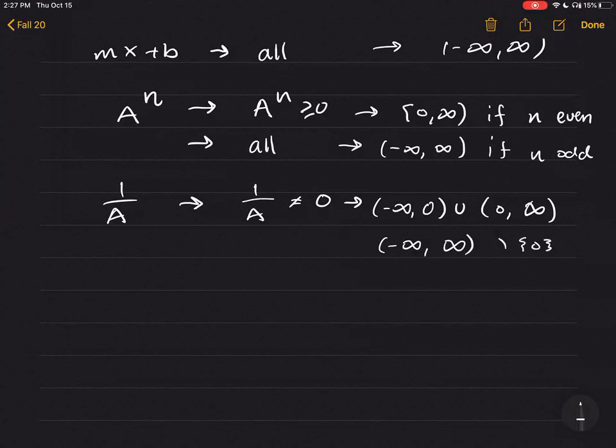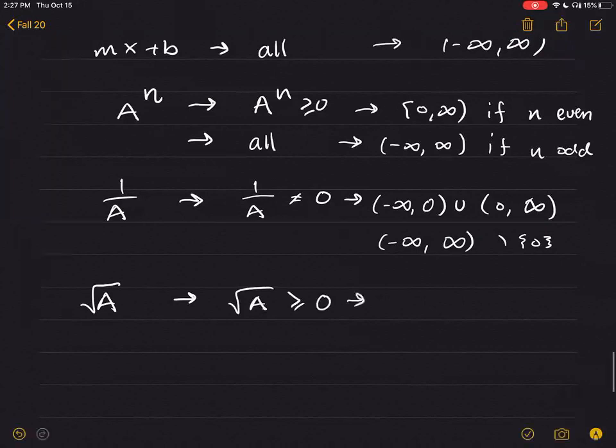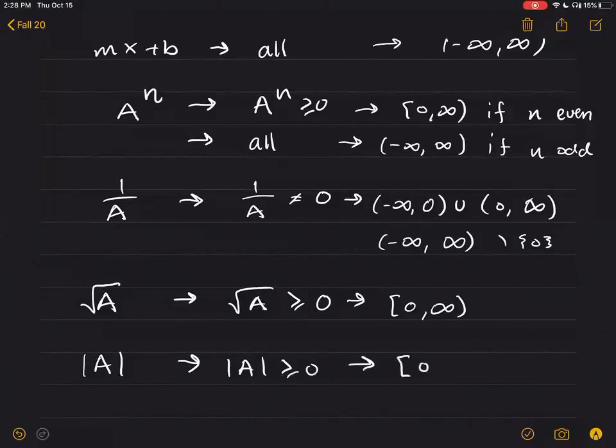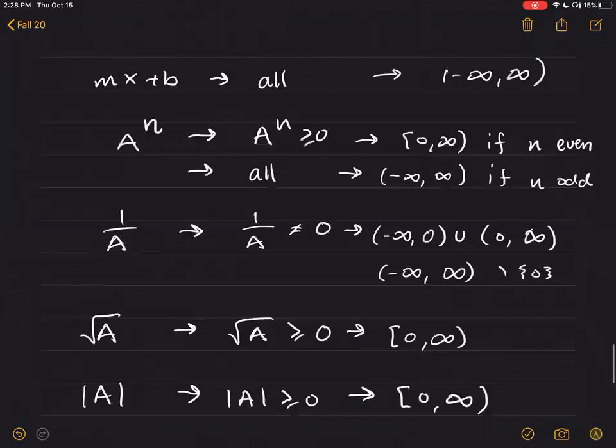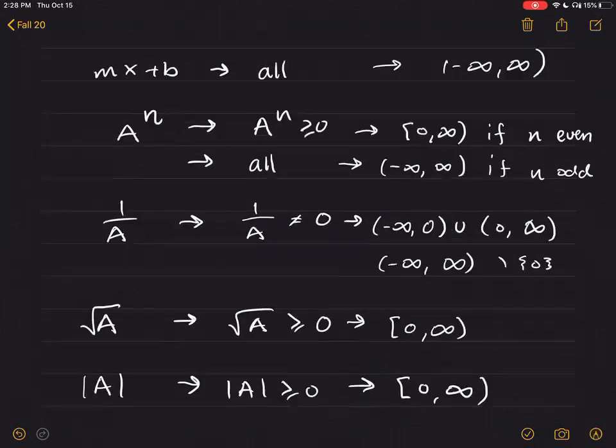Cool. The square root of something is actually also always going to be greater than or equal to 0. So that range is 0 to infinity. And last but not least, the absolute value of a. Absolute value makes everything positive, so you're going to expect it to do something very similar. So that range is also going to be 0 to infinity. These are worth just knowing and memorizing because most ranges that you calculate can be found by looking at these and building off these cases.